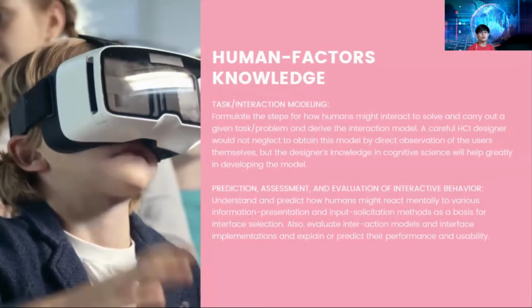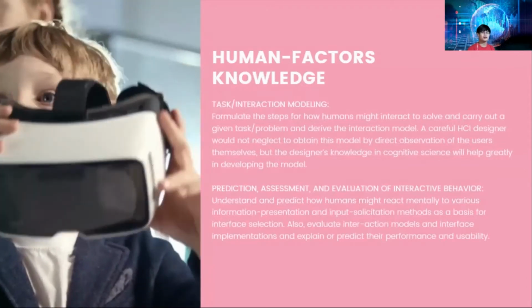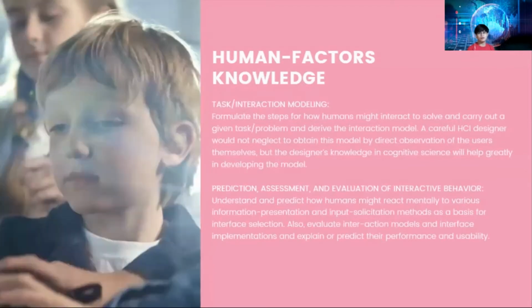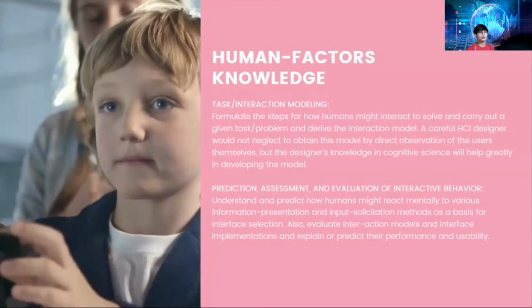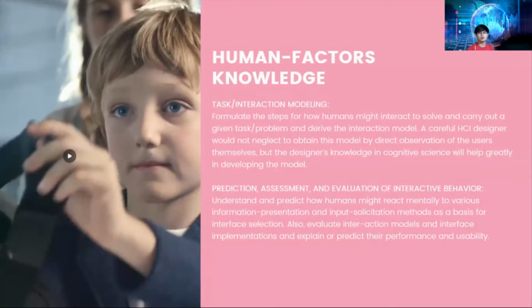Okay, so we're going to take a look now at the different human factors knowledge. First is the task or interaction modeling. When you decide to design a system, you need to evaluate how the user is going to interact. So you need to create some models. Formulate the steps of how a human might interact to solve and carry out a given task or problem, and derive the interaction model.